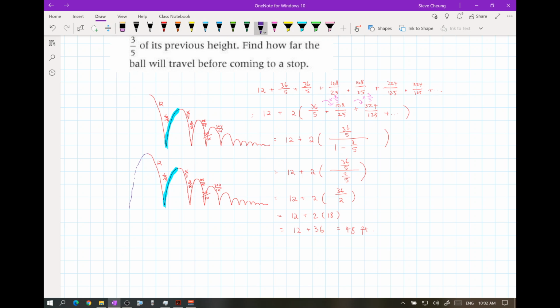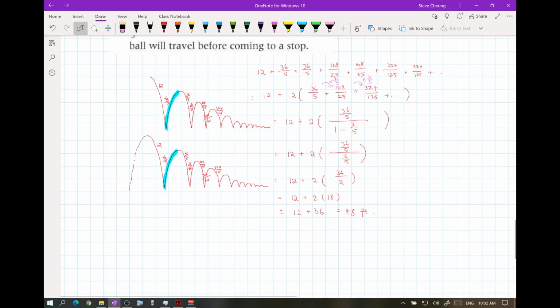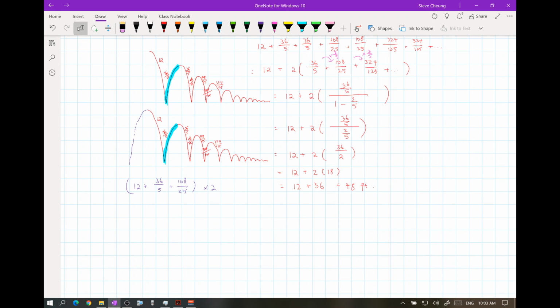It doesn't really make sense because the ball doesn't travel in negative time. But here we can actually use this and establish the symmetry. So the nice thing here is, now I sort of have double of everything. So I could actually just do 12 plus 36 over 5 plus 108 over 25. And it just times this whole thing by 2, right? Because it's actually symmetric now. You have up and down for every loop.